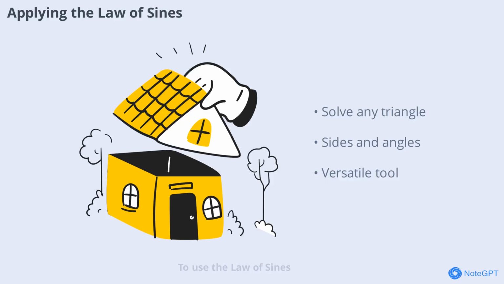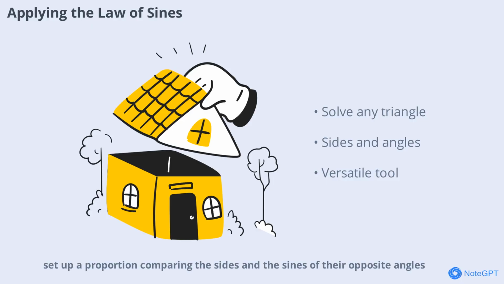To use the law of sines, set up a proportion comparing the sides and the sines of their opposite angles. This method allows you to solve for unknown sides or angles in any triangle, not just right-angled ones. It's a versatile tool for many real-world applications.